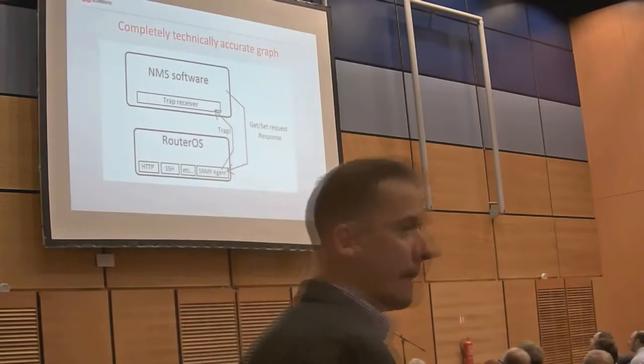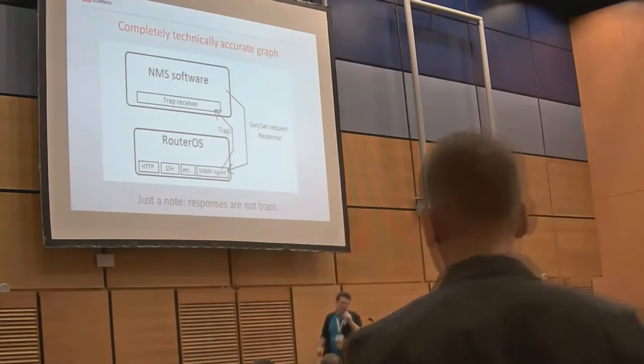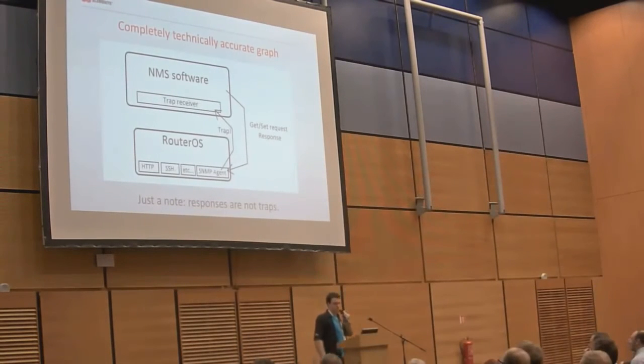So again, completely technically accurate graph. This is how it actually works. So the NMS software sends get requests or set requests to the device's SNMP agent, and the SNMP agent responds to those requests. And the SNMP agents can also send traps to the trap receiver inside of the NMS software. Just a note here that responses are not actually traps. Responses are just responses to those requests. Traps are a separate thing. Okay, so that's all and easy. That's SNMP basics. It's how all client-server software works, pretty much.